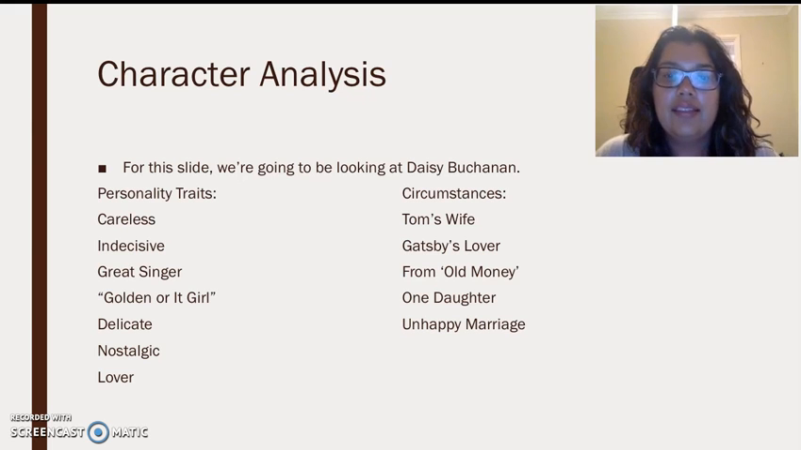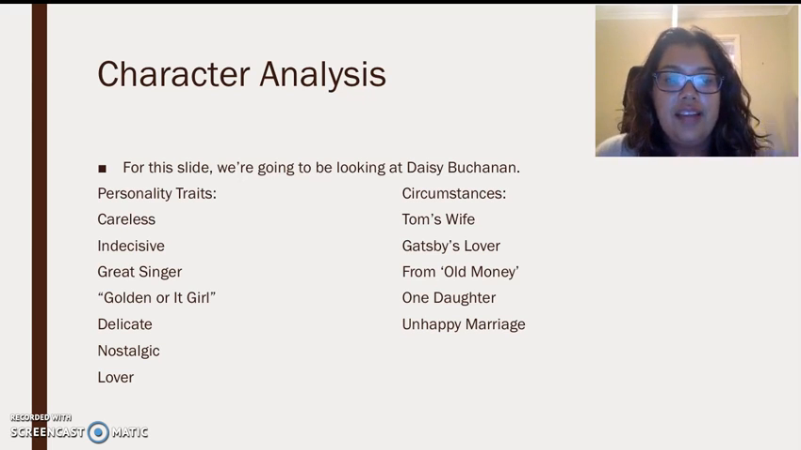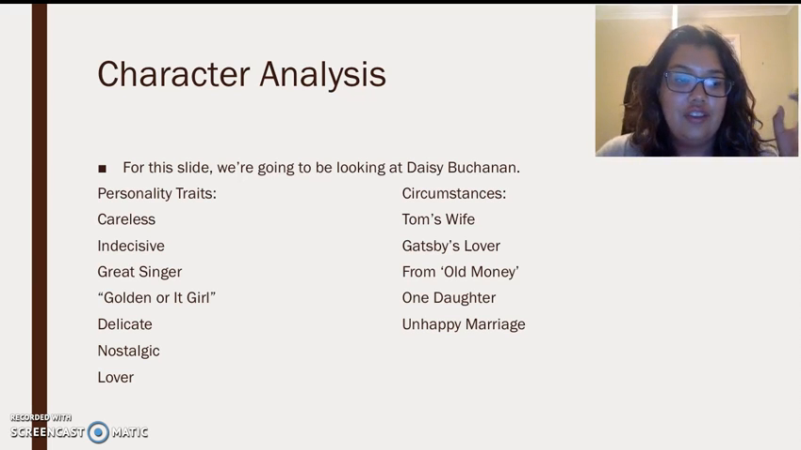Now, this is the character analysis of Daisy. These are her personality traits and her circumstances. I would highly recommend if you're doing a character analysis to do this as well. And this makes up a lot of who she is. However, there is one personality trait I haven't included in there, and that's because it's up to you guys to decide. Is Daisy a smart character? Because of the way that she plays the game.